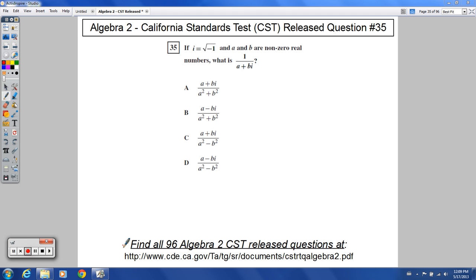Howdy, howdy. Welcome to release question number 35 for the Algebra 2 release questions for the CST. It says if i equals the square root of -1 and a and b are non-zero real numbers, what is 1 over a plus bi?